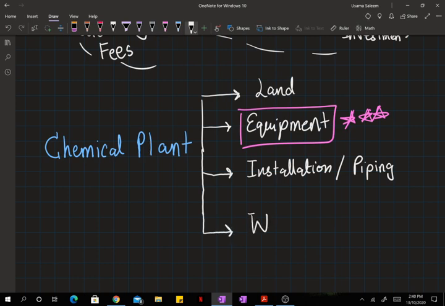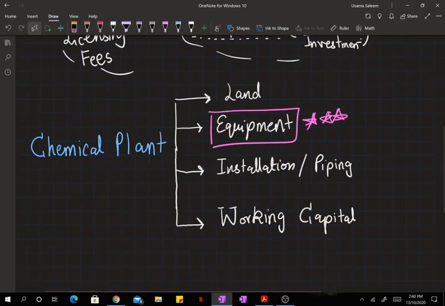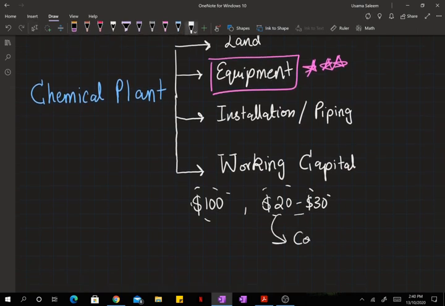Now we're also gonna set aside some money, and this amount is gonna be known as working capital. A good rule of business is if you want to do a business of $100, it's good to set aside 20 to $30. So if you're doing a business of $100, it's good to set aside 20 or $30 just to cover unexpected expenses.